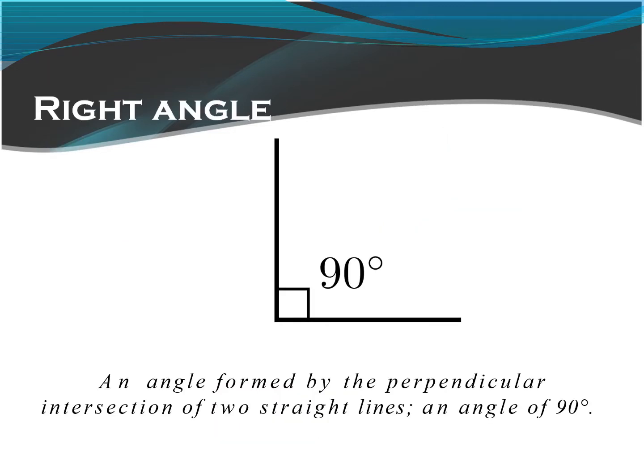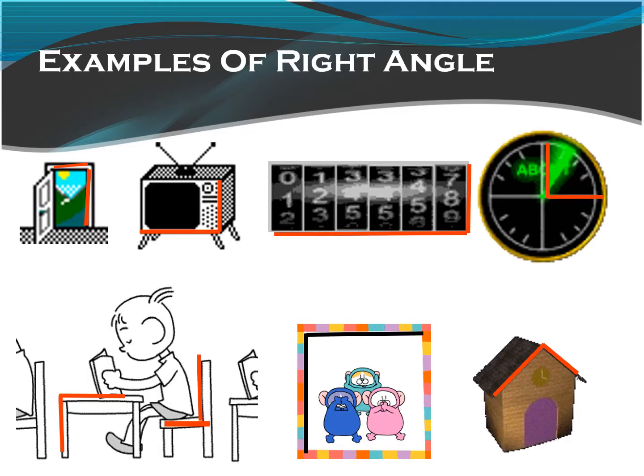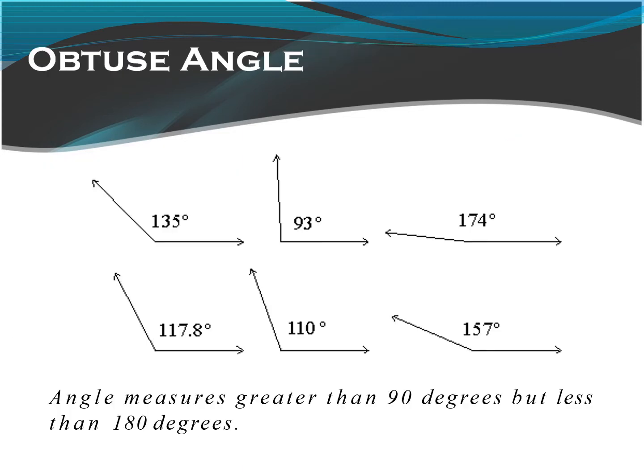The right angle is the angle formed by the perpendicular intersection of two straight lines, and the angle is 90 degree. We can see some examples like the edge of a window, the edge of the television set or the blackboard, or the angle between the hour hand and minute hand when it is 3 o'clock or 9 o'clock, the edge of a table, the edge of a chair, and so on.